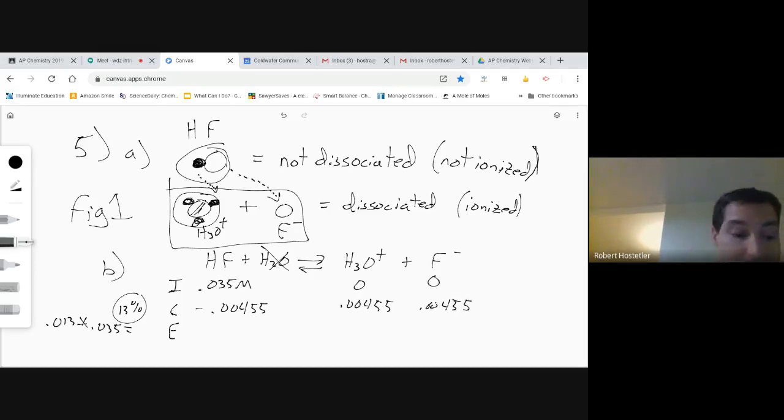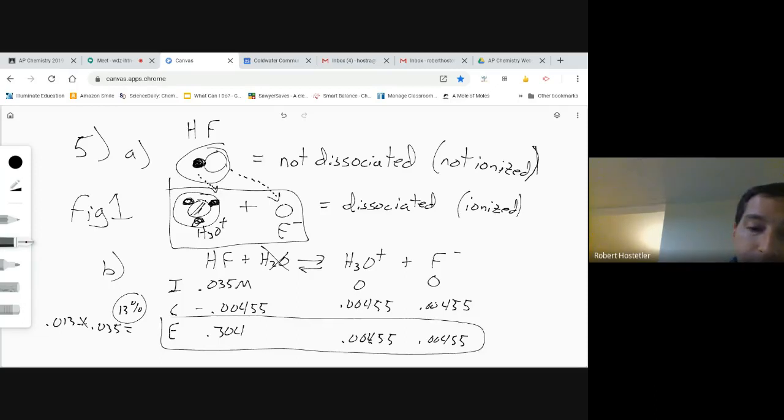And once you know the amount of change, you know the amount at equilibrium as well. 0.00455. And then if you subtract these over here, that doesn't really change a whole lot. And then you can take these equilibrium amounts and put them into your equilibrium expression. So remember, that's products over reactants.